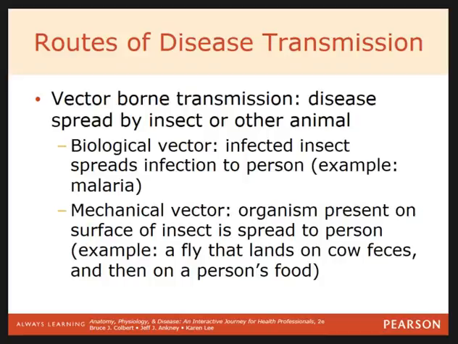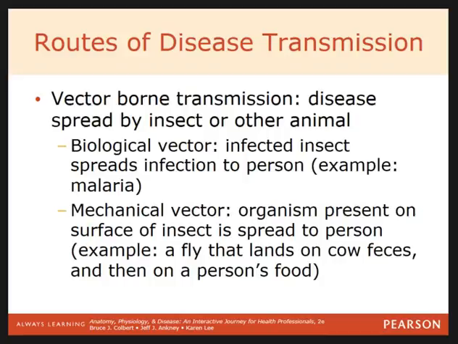Now, routes of disease transmission. It's very important to understand how disease can get transferred from one person to another. Vector-borne transmission is disease that's spread by an insect or another animal. For example, the Zika virus. A biological vector is an infected insect. For the Zika virus, it's a specific type of mosquito. It spreads the infection to a person. Another example is malaria, which is also spread by mosquitoes.